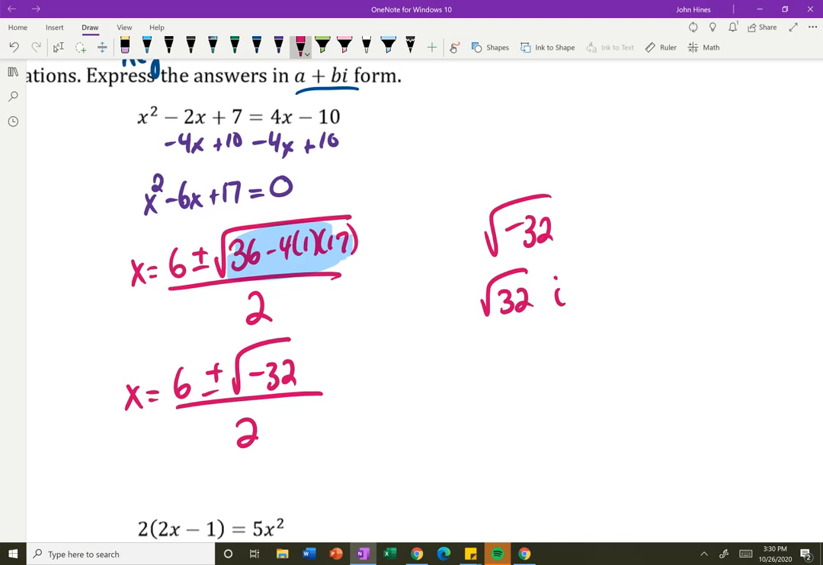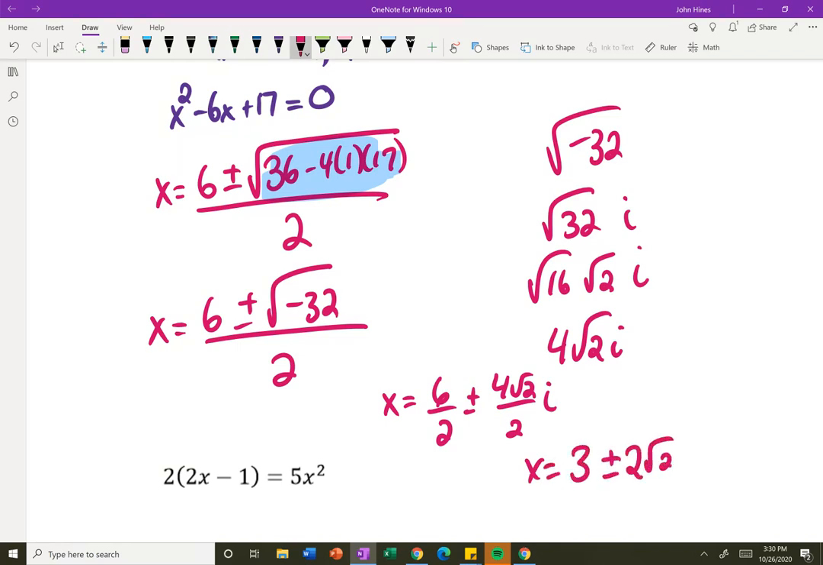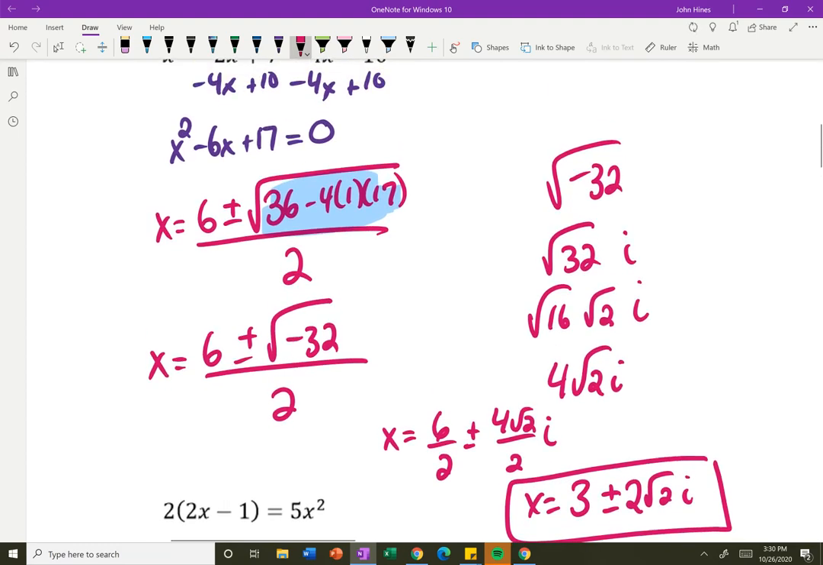So I'm going to take out a factor of i to get rid of that -1. And then I'm going to tear apart 32 as 16 times 2. So 4 radical 2 i is what I'm going to replace that with there. So I get x equals 6 over 2 plus or minus 4 radical 2 over 2 i. Right, I split up that square root and made that substitution. So my answers are 3 plus or minus 2 radical 2 i. And those are the solutions to that equation.